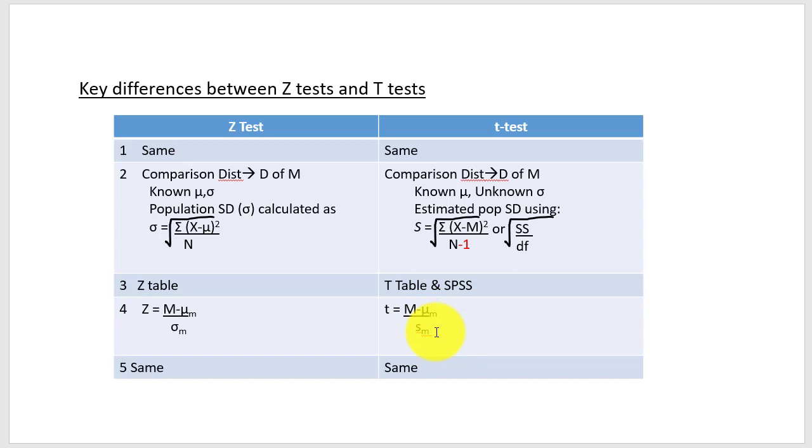And believe it or not, calculating the standard deviation of the distribution of means for a single sample t-test is not much more difficult than doing it for a z-test. So as you can see, in form, these two formulas are virtually identical. Step number 5 is the same. We still use critical values in order to determine if our sample's mean is significantly different than our population mean.